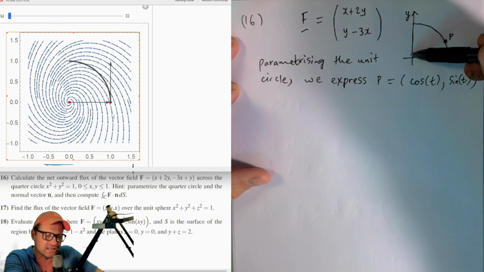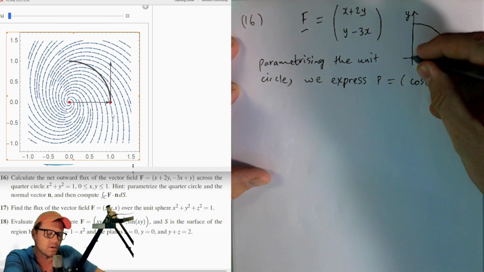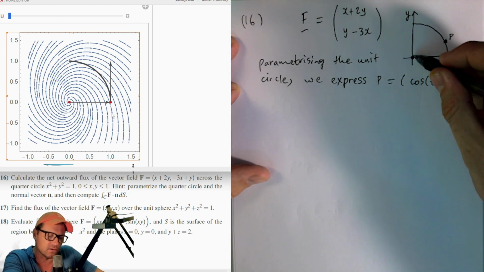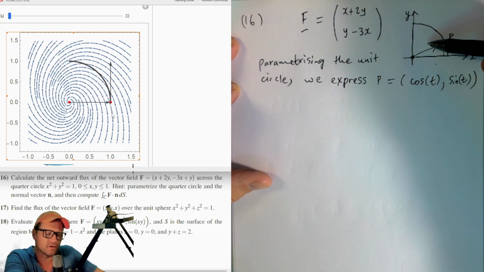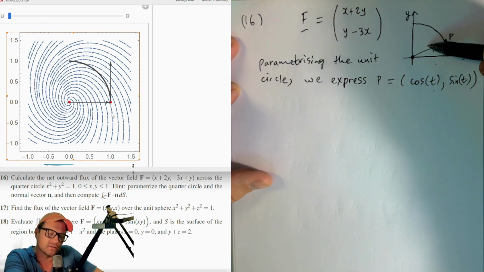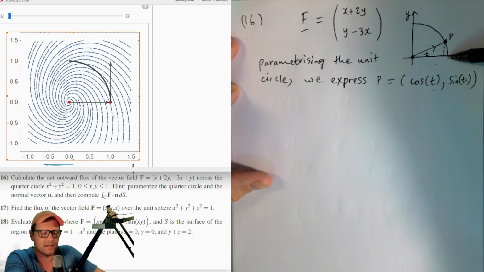And so if the distance from the origin O to P is 1, then that's the hypotenuse of this triangle. And so this side over the hypotenuse is the cosine, but that's the x-coordinate of P. And the opposite over the hypotenuse is the sine of t. That's the height here, or the y-coordinate of P. Okay, so this is our point P.